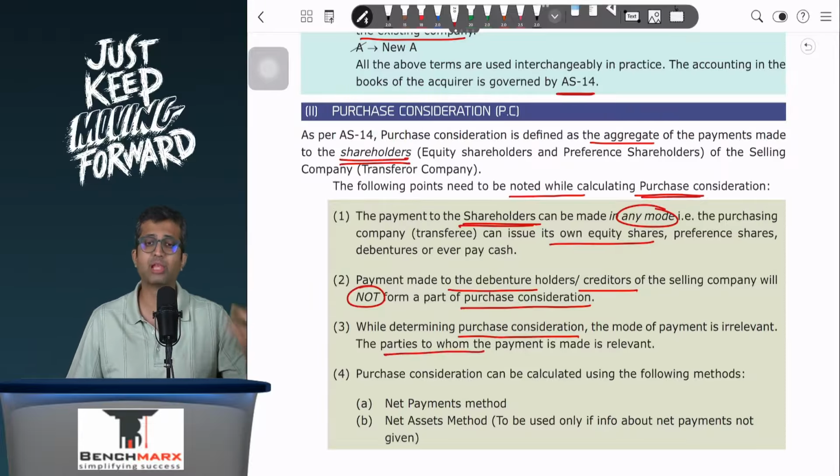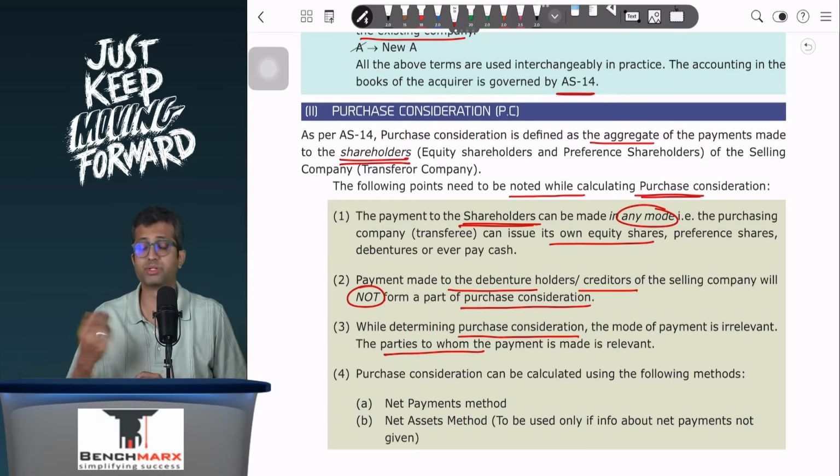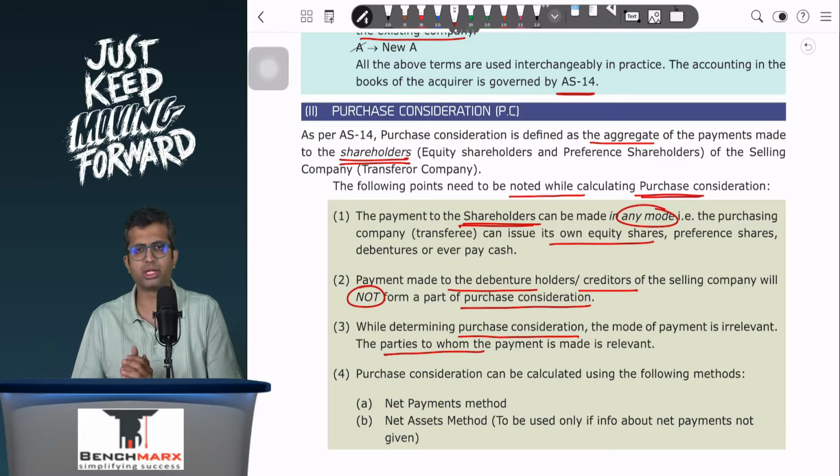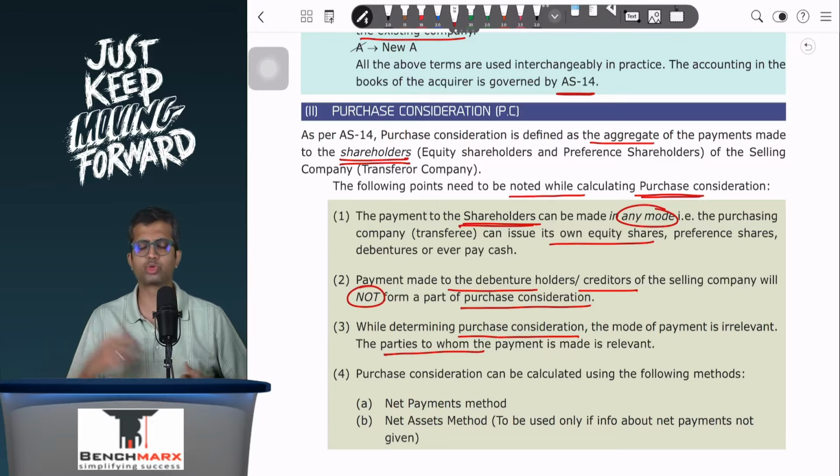Now, PC can be calculated in multiple ways. The two most common ways are the net payments method. That is how much payment you are making. That is the most superior method. If there is an agreed payment, you will take that. Like for example, Instagram was acquired by Facebook. It is now called Meta. Earlier it was Facebook. Facebook acquired Instagram and they paid $1 billion. Okay, that's close to 8,500 crores.